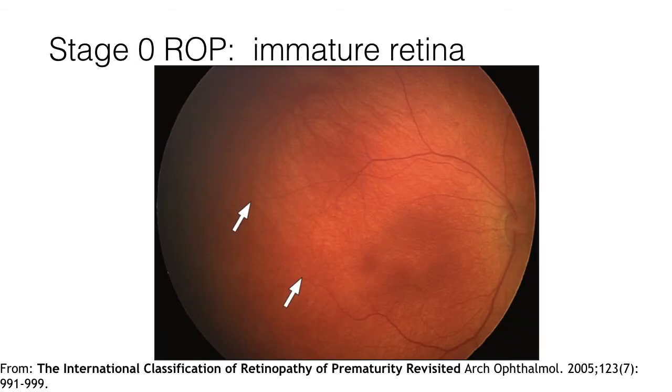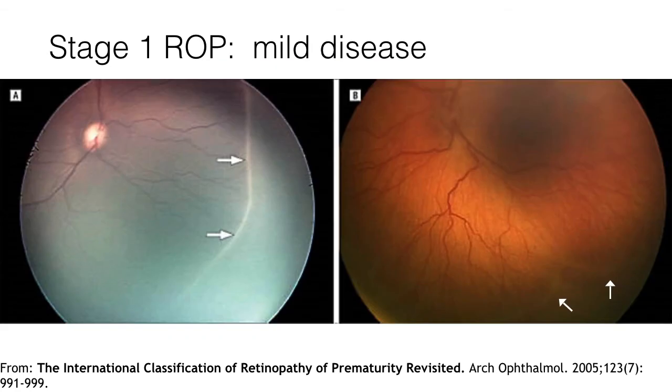Here is a photo of Stage 0 ROP, which is the least severe form of ROP. In Stage 0 ROP, the retina is still underdeveloped. See how the retinal blood vessels stop early, as shown with the white arrows. Here are photos of Stage 1 ROP. You can see a line separating the developed retina from the underdeveloped retina, shown with the white arrows in both photographs.